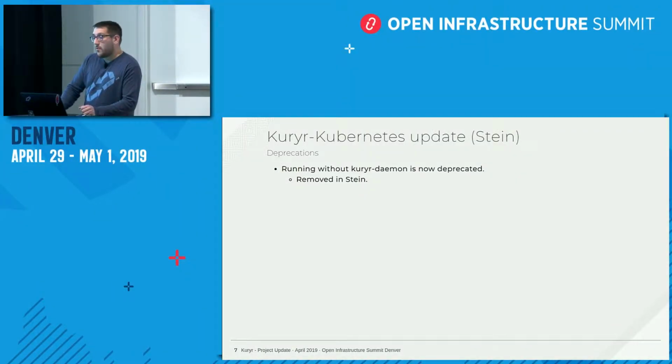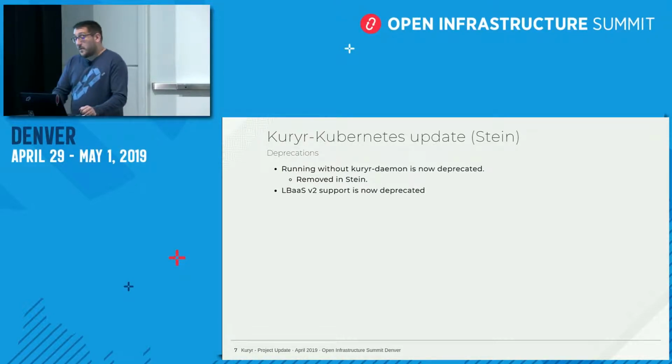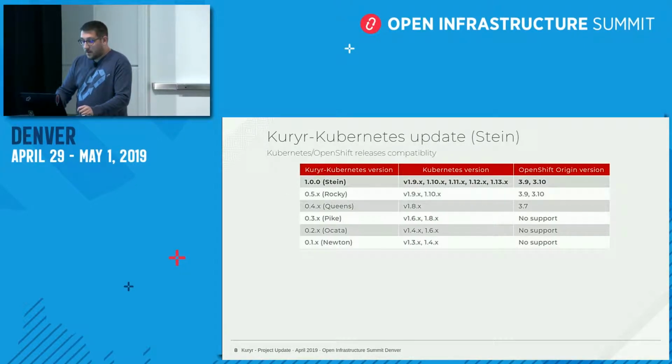So what did we work on here in the Stein cycle? First of all, we are no longer supporting running Kubernetes without the usage of a daemon. For those of you who attended yesterday's presentation from some guys that were using Kuryr-Kubernetes, they were using this without daemon, so their slides are now a little bit outdated, but I'll be covering that later on another session on the project onboarding. We have also removed, as I said before, LBaaS version 2.